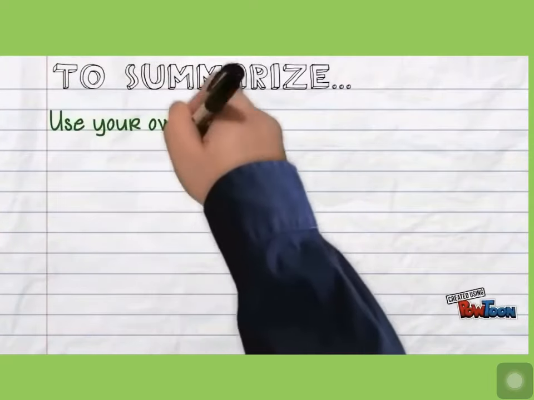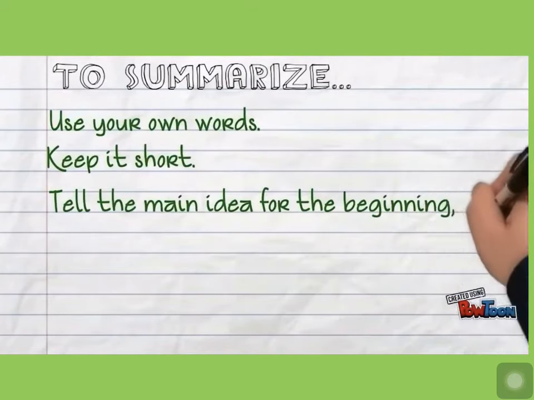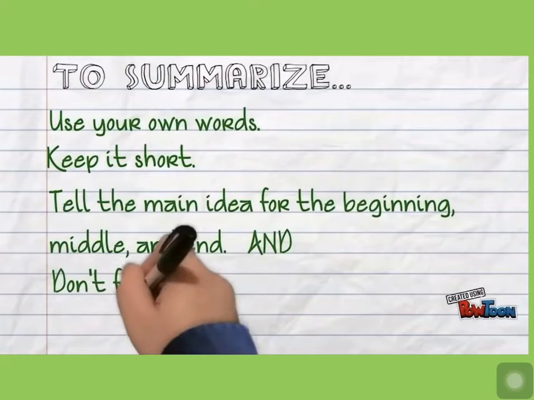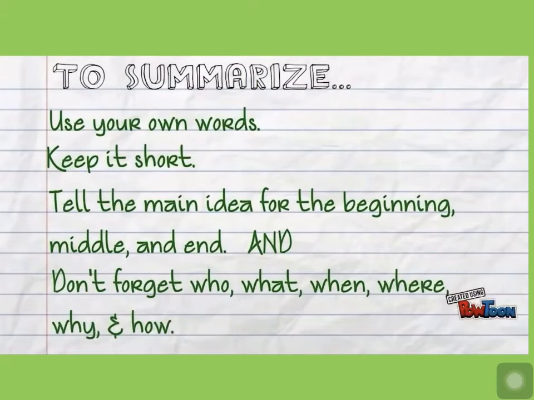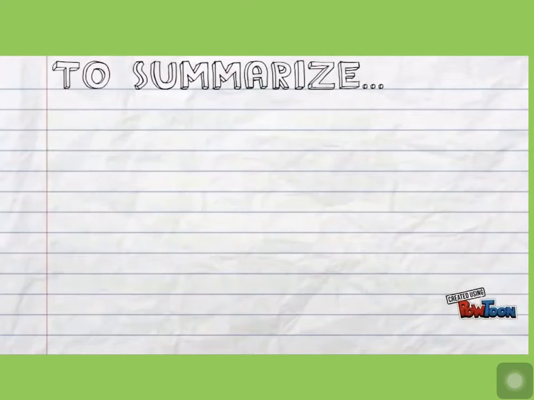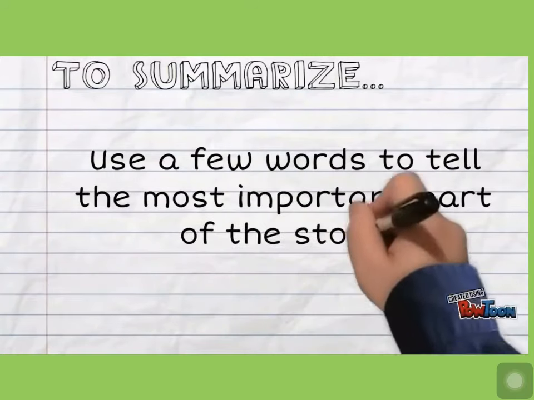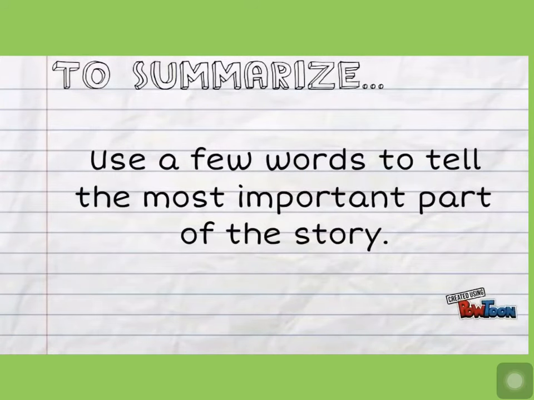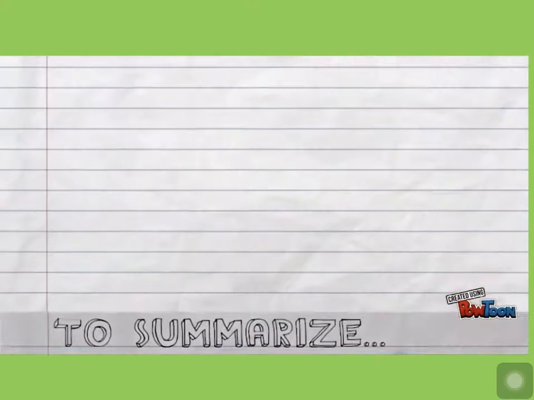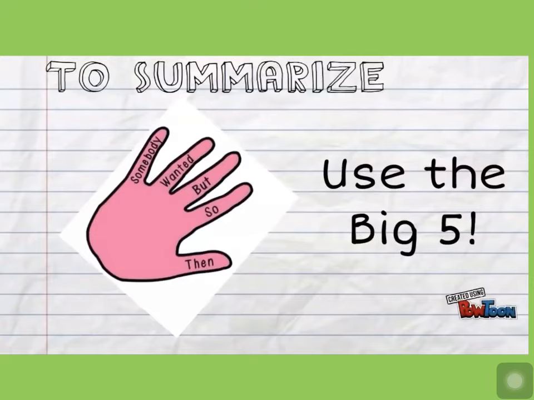To summarize, use your own words, keep it short, tell the main idea for the beginning, middle, and end, and don't forget who, what, when, where, why, and how. Use a few words to tell the most important part of the story, so you don't have to mention all of the details. You mention only the important things. Now there are 5 things you need to mention. Use the big 5. Somebody, wanted, but, so, and then.